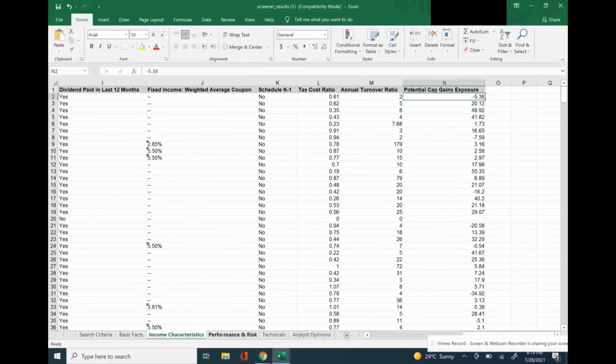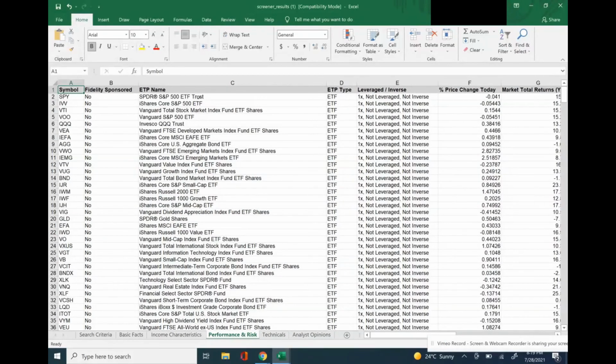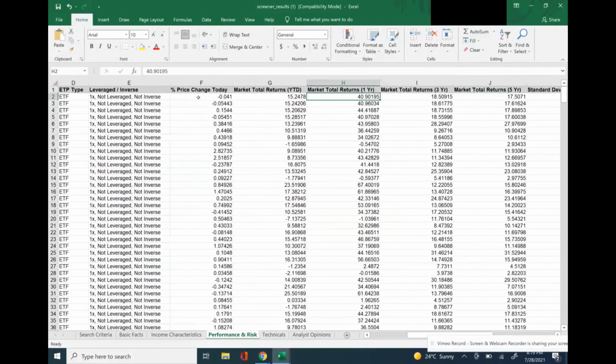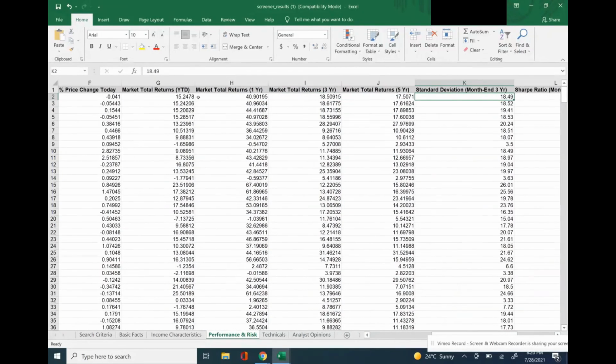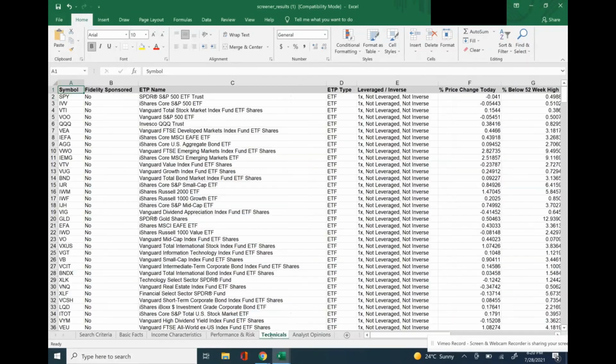Now let's get into the performance and risk. Again, a lot of repetitions here, but I think what's important is to look at your year-to-date gains. What are your 1-year gains? What are your 3-year gains? What are your 5-year gains? What is the standard deviation? So again, your beta and your standard deviation are about the same, and hence you can essentially use both of them interchangeably. Technicals. Let's look at the technicals.